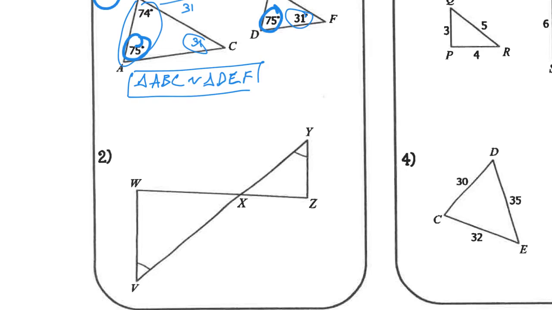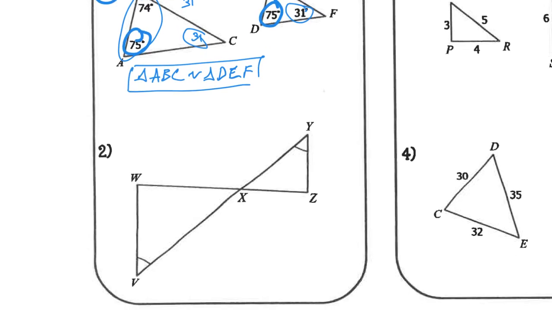So number two, we have to remember vertical angles. When angles are across from each other, like they are here around X, where you have two straight lines, that tells you that the angles it makes are congruent. So the angle there and the angle there are congruent. And they already marked angle V is congruent with angle Y. So are these similar? Do we have two pairs of angles that are the same? Yes. So yes, they are similar.